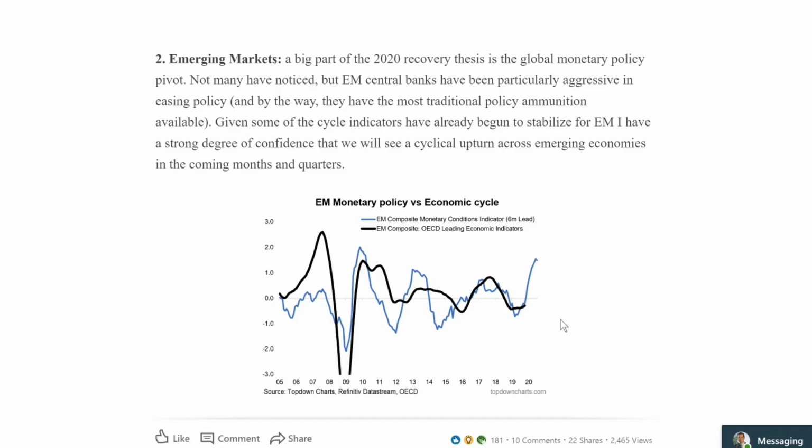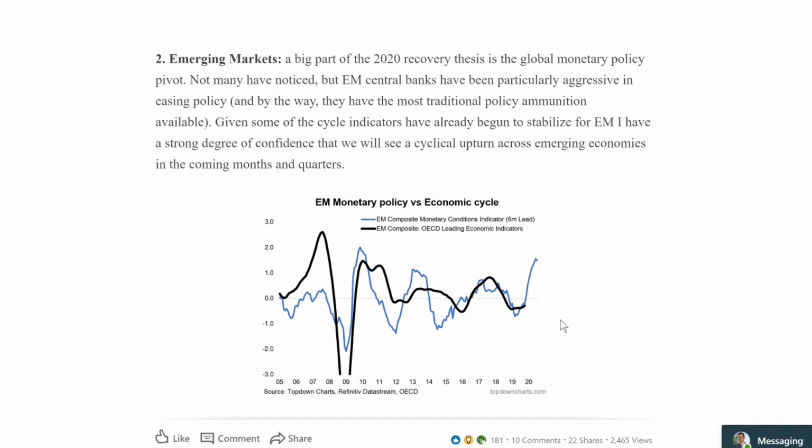Emerging market central banks, and I don't think many have actually noticed the magnitude there, but a lot of the emerging market central banks have been quite busy and aggressively easing policy. If you look at the way that they've been doing that, they've got the most traditional policy ammunition. A lot of them are operating very far from the zero lower bound, and as a result of that monetary stimulus, I expect the economic rebound this year to be particularly pronounced in emerging market economies.